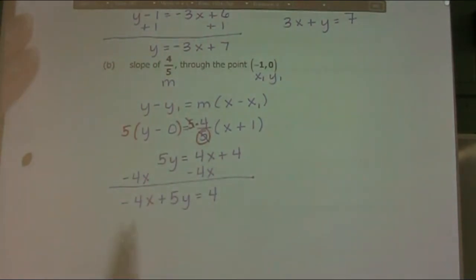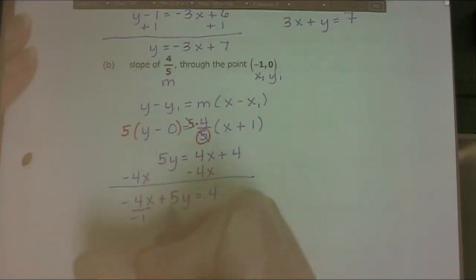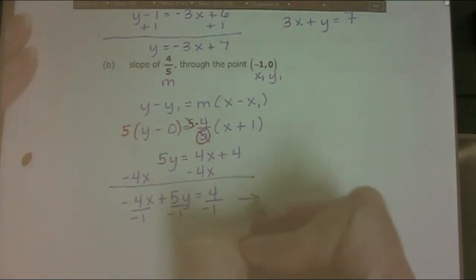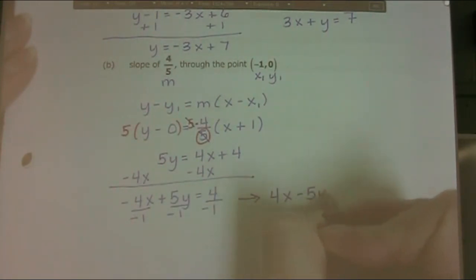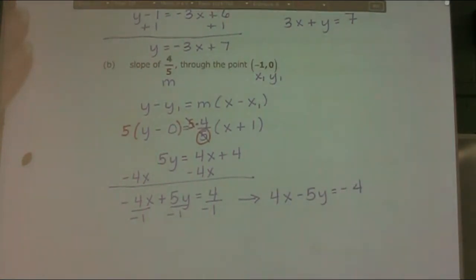And the only thing left is I can't have a negative here in front of my a term. So instead of divided by -4, the 4 is fine, just the negative needs to go away. I'm going to divide everything by -1. And so what I'm going to get is 4x minus 5y equals -4. So there's my equation in standard form.